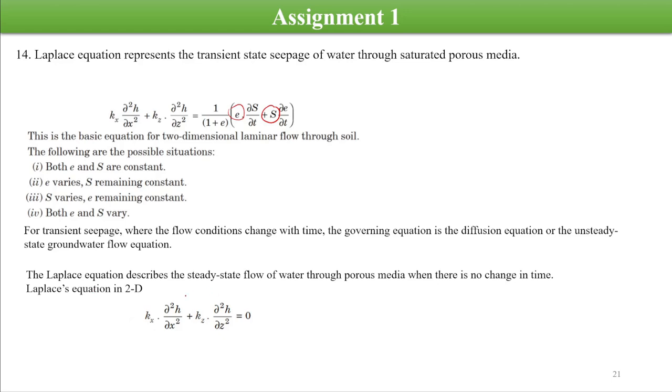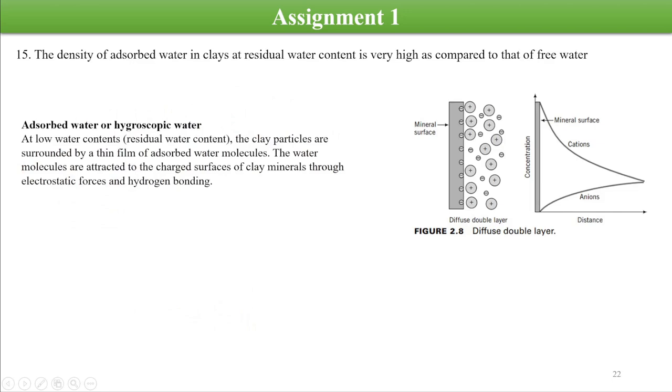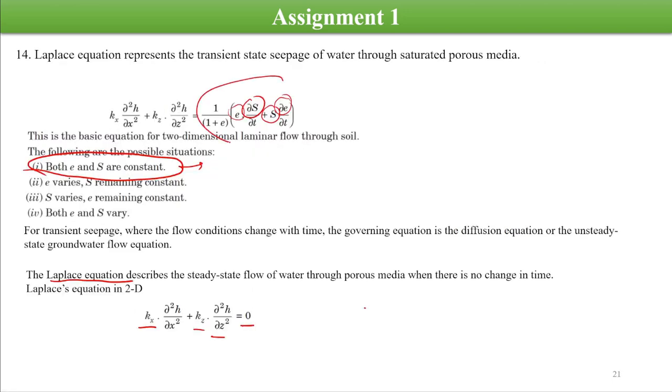In this case, kx ∂²h/∂x² plus kz ∂²h/∂z² is equal to 0, and that form is called the Laplace equation. So if you consider e and S both as constant, that gives you the Laplace equation, because the right hand term will be equal to 0.